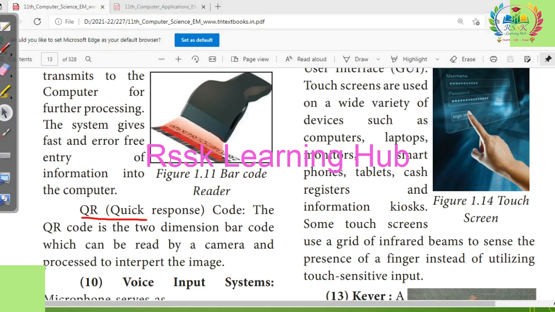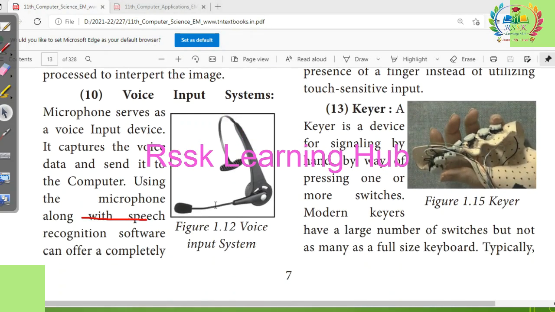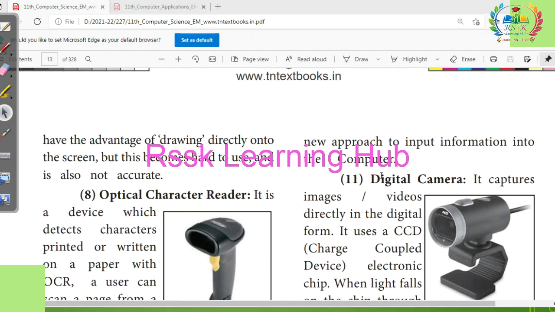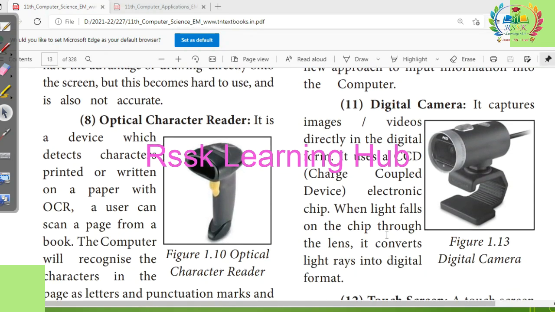Next is voice input. In this video, I am making a voice so that you can hear it. So this is a voice input device, also one kind of input device. Using a microphone, you may record your voice. It is speech recognition software, and it offers a completely new approach to input information into the computer.